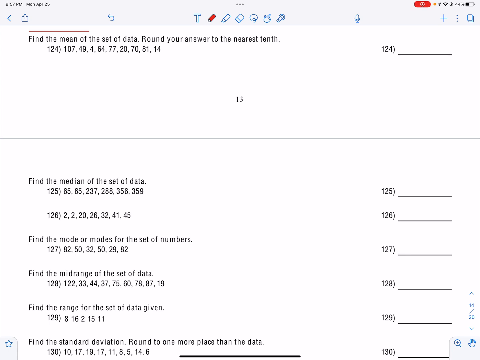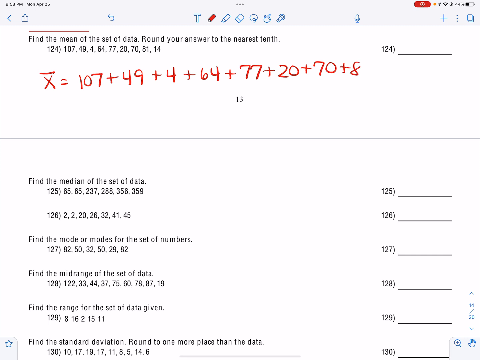All right, this will finish off the last section of chapter 12 for the final exam review. The first one we're going to do is figure out the mean, which remember is x bar. And so we are simply going to add all of these data points up and divide by the number of data points that we have.